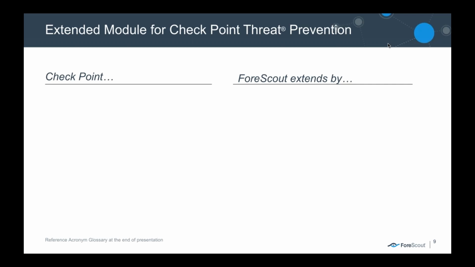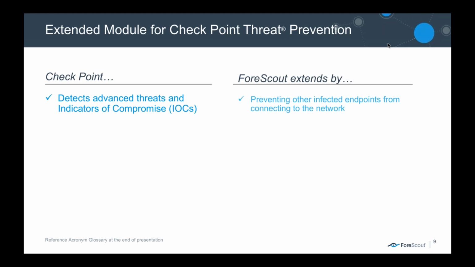So we have two different integrations with Check Point. The first thing we're going to look at is the integration with Check Point Threat Prevention. So the Check Point device is able to detect advanced threats and indicators of compromise as they're passing through the firewall device. ForeScout extends that by being able to analyze all of the devices on the network as they're joining the network and look for those indicators of compromise, and to be able to apply policy to restrict, remove or manage the access that those devices have to the network.